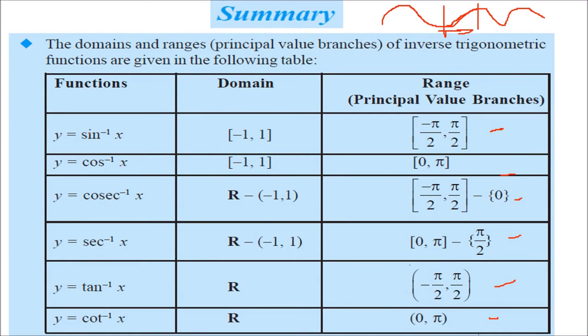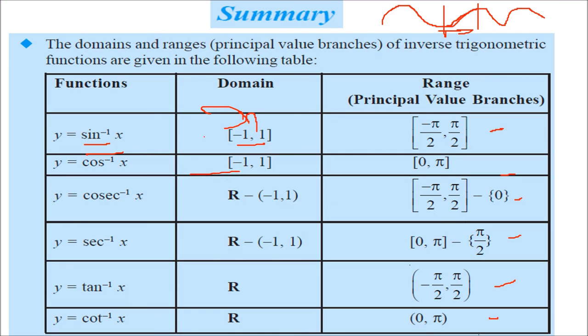So y is equal to sine inverse x. The domain is minus 1 to 1. The domain of sine x is the range of cos x, and the range of sine x is the domain of cos x. You must know this. So y is equal to sine inverse x, because sine y equals x, and we know that the range of sine is minus 1 to 1. Here in sine inverse x, the range of sine will become the domain of sine inverse x.